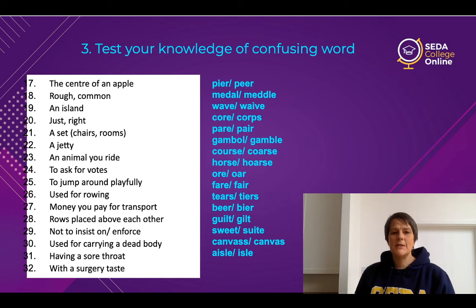If you don't insist on something, if you don't enforce it, this is just a kind of a stretcher used to carry a dead body. If you have a sore throat and a sugary taste.